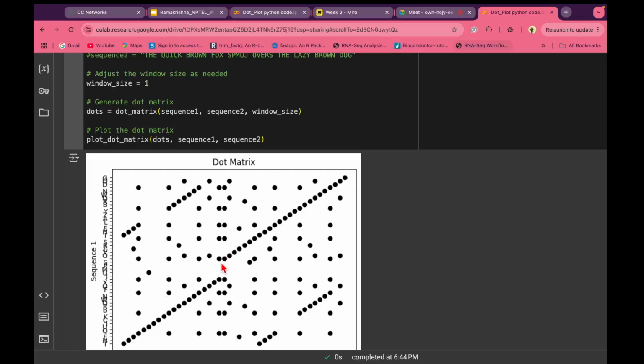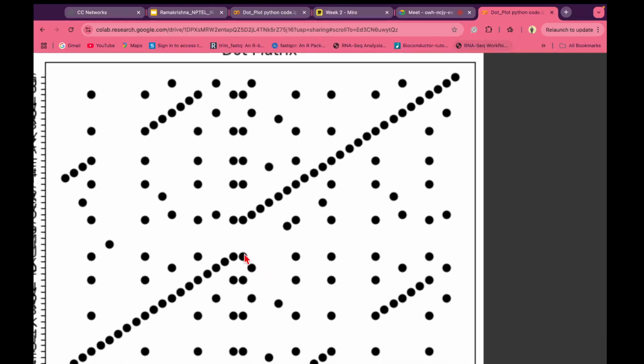Yeah, one can see there is a shift in the diagonal. Previously we saw a gap in the diagonal, now there is a shift in the diagonal. So the shift in the diagonal identifies insertions or deletions in the sequence.